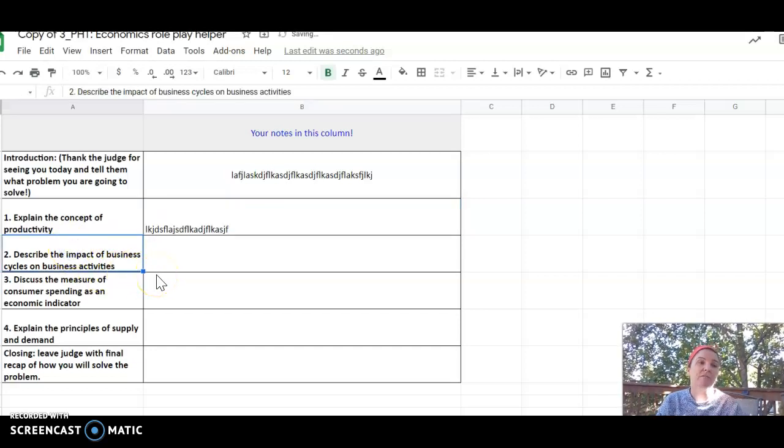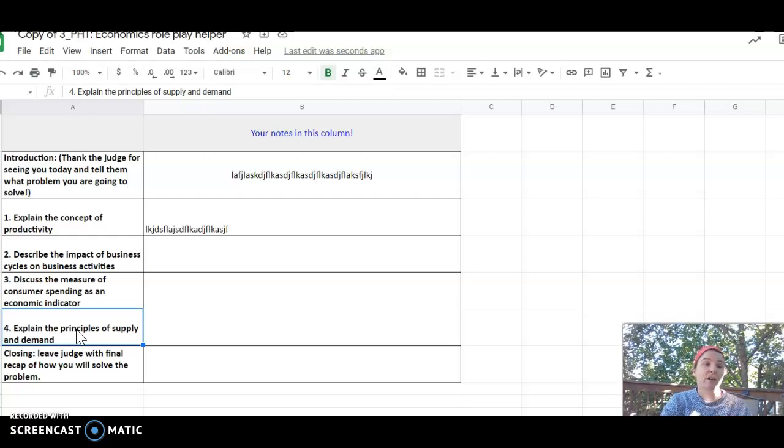Describe the impact of business cycles on business activities. For this, you can always flip back to your notes if you feel like you need to, but it's the same concept again. We want to make sure we tell that judge that we know what a business cycle is and tie it back into our role play. We're going to continue that for performance indicator 3 and performance indicator 4. But just like any kind of meeting, you don't just walk out after you say the last thing, so we need to have a close.